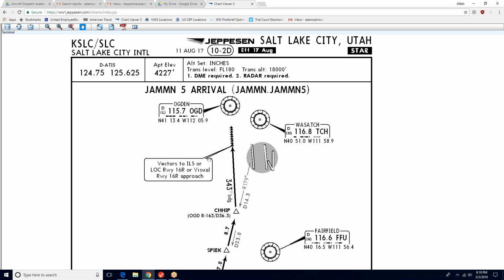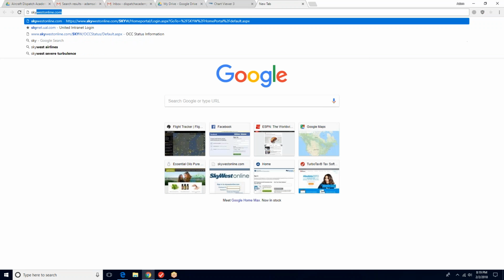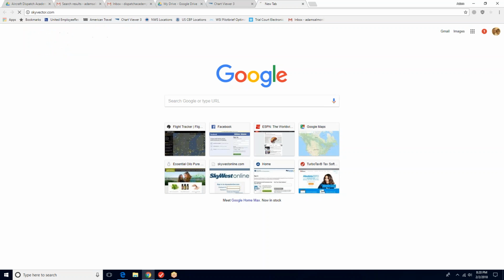Are these charts on SkyVector also? These ones that we're looking at are not, but I can show you. So this one that we're looking at here is a Jeppesen chart. Let's go into SkyVector though, and I'll show you exactly where to find this. Now you're not going to see it. It's not going to look exactly the same.